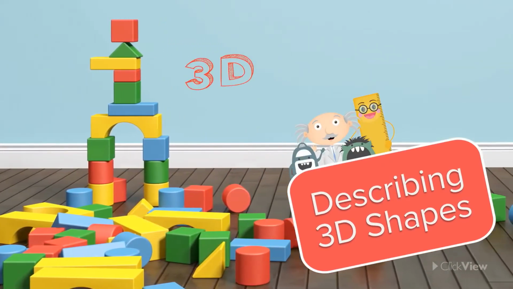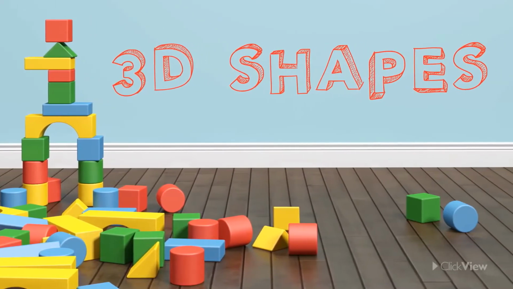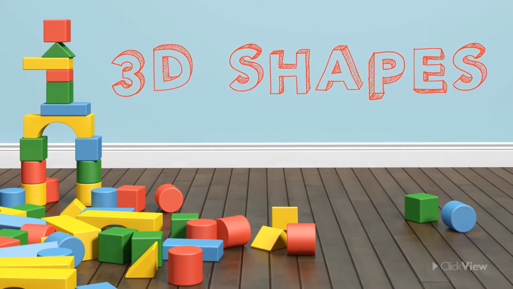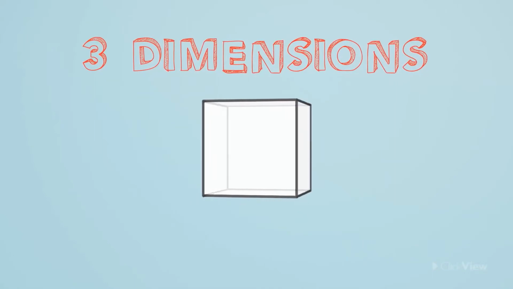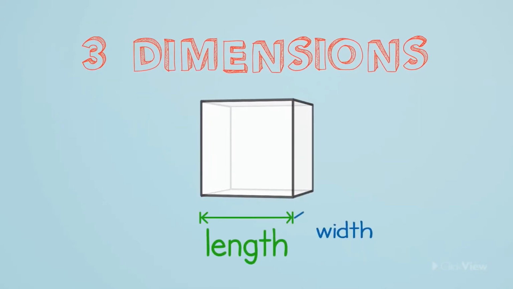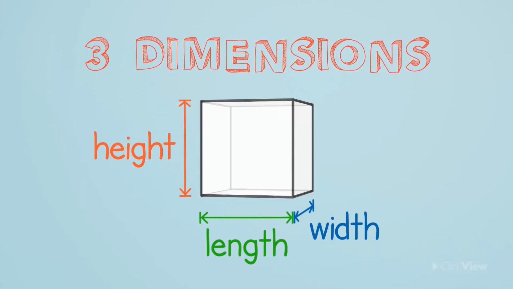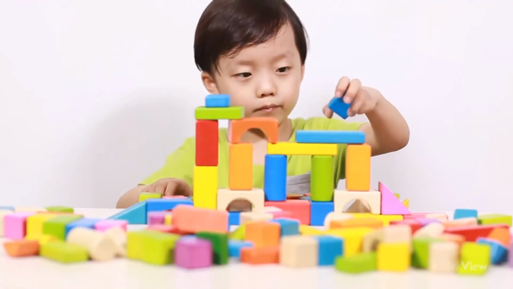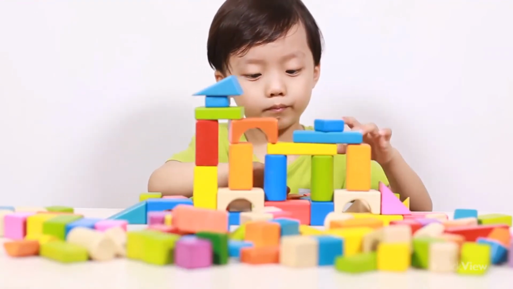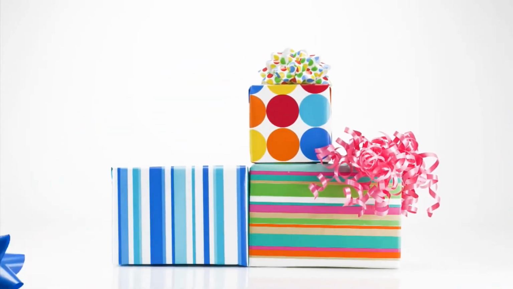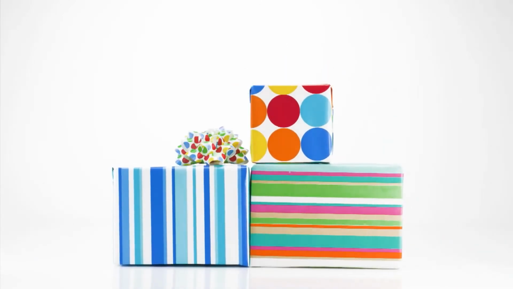Three-dimensional or 3D shapes are shapes that take up space. They have 3 dimensions: length, width, and height. The world is made up of 3D shapes. They are all the things we can hold. Your book is a 3D shape. So is your soccer ball, as well as your birthday presents. Can you see how they each take up space?